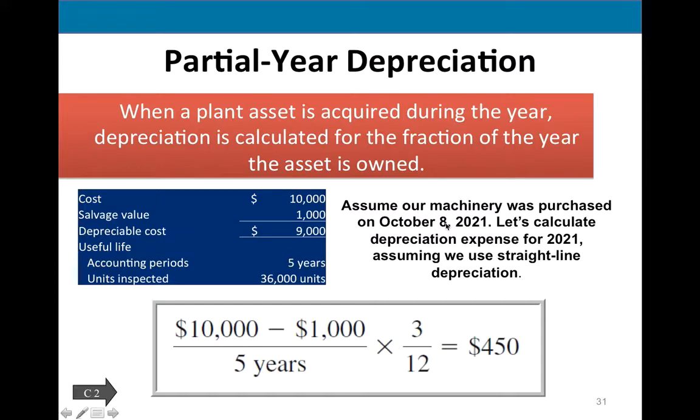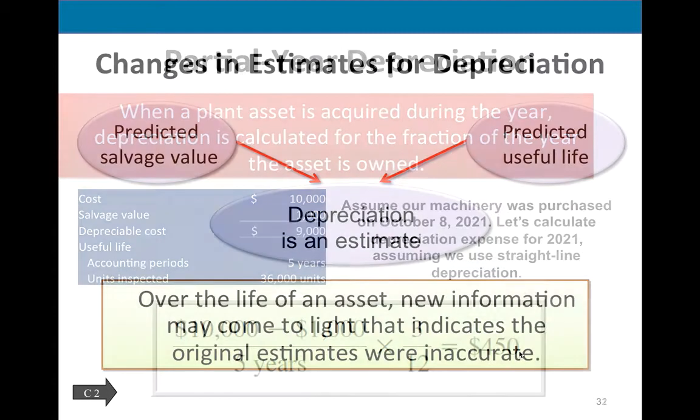So here we're going to calculate the annual depreciation, which is cost minus salvage value divided by 5 years. And then we're going to apply how many months we actually had it in 2021. So if I bought it on October 8th, I will count in October, November, December, which is 3 out of 12 months. So the first year partial depreciation is $450.